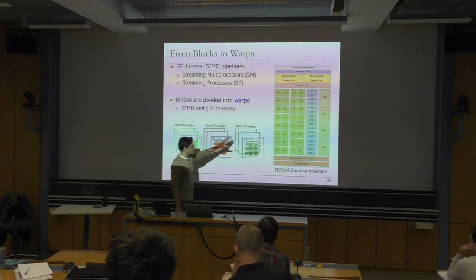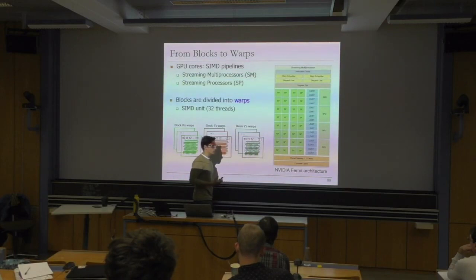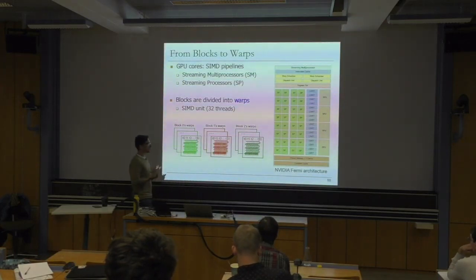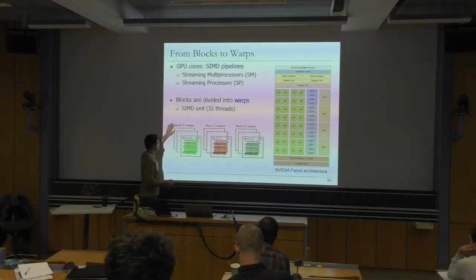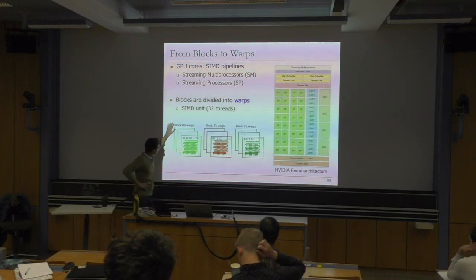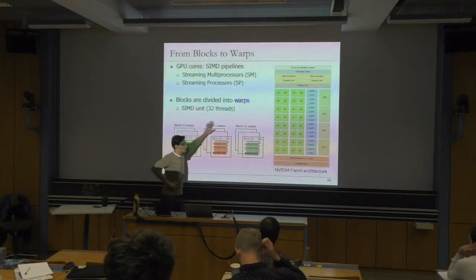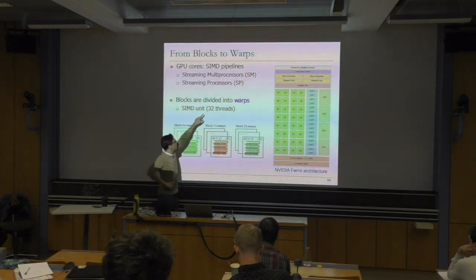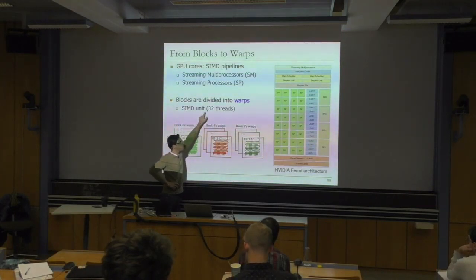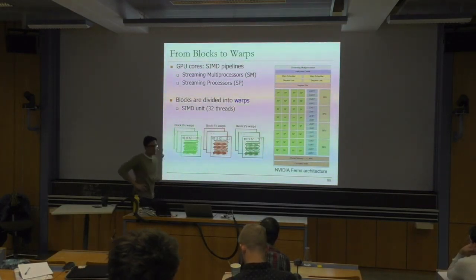So when this SIMD pipeline receives the program for one particular block, what it does is divide the block into warps. If the programmer said each of these blocks is going to have 100 threads, the hardware divides these 100 threads into groups of 32 threads, each of which is called a warp, or a SIMD unit of 32 threads.